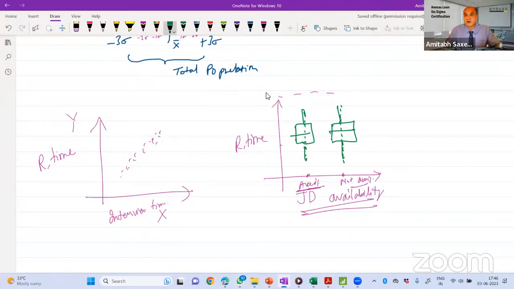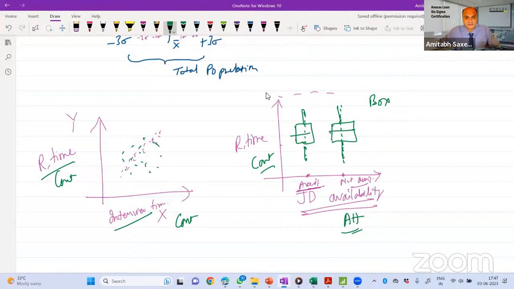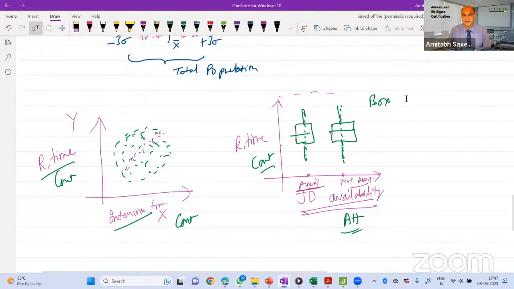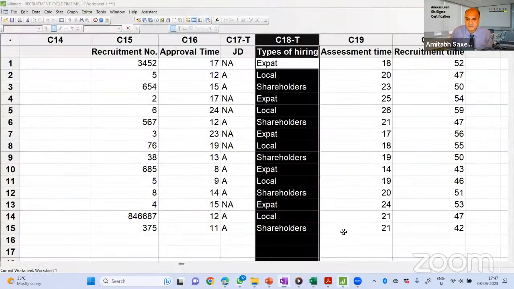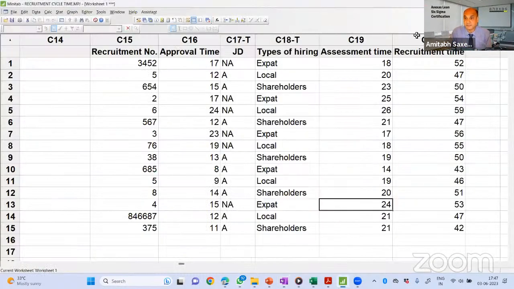So I'm using a box plot when I have got attribute data and continuous data, and I'm using a scatter plot when I have got both continuous data and continuous data. Again, one more thing, interview time and recruitment time: if I see a relationship like this, there is no relationship. I'll say interview time is not the root cause. So let us now explore this data.